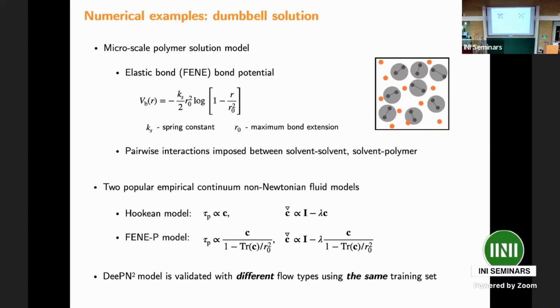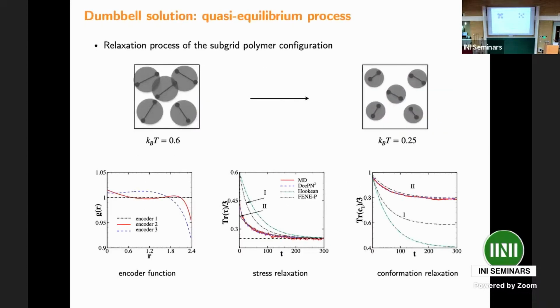So we want to check if the model has certain generalization abilities. The first thing we check is the conformation relaxation. Here we do not have flows. We just have a configuration collected from high temperatures and see how it relaxes to lower temperatures. For these models, we use three encoders. The first one, as I mentioned earlier, is trivial, just the standard one. And then we have two other encoder functions.